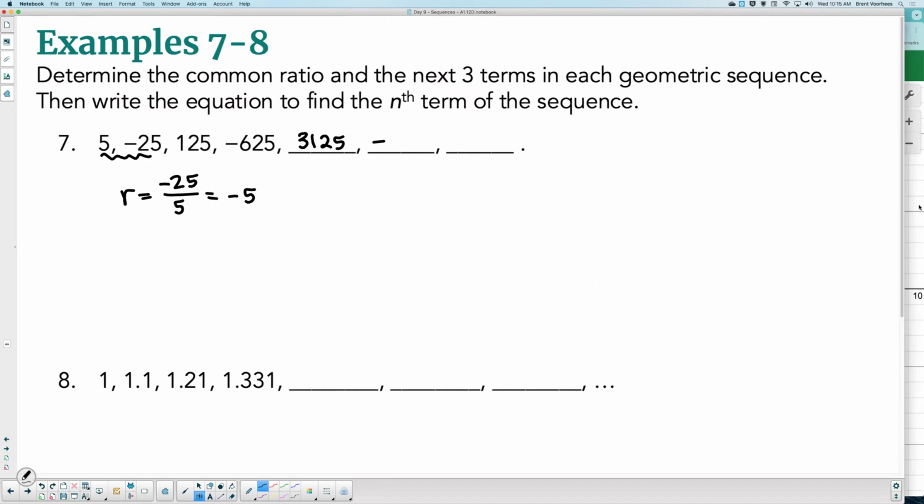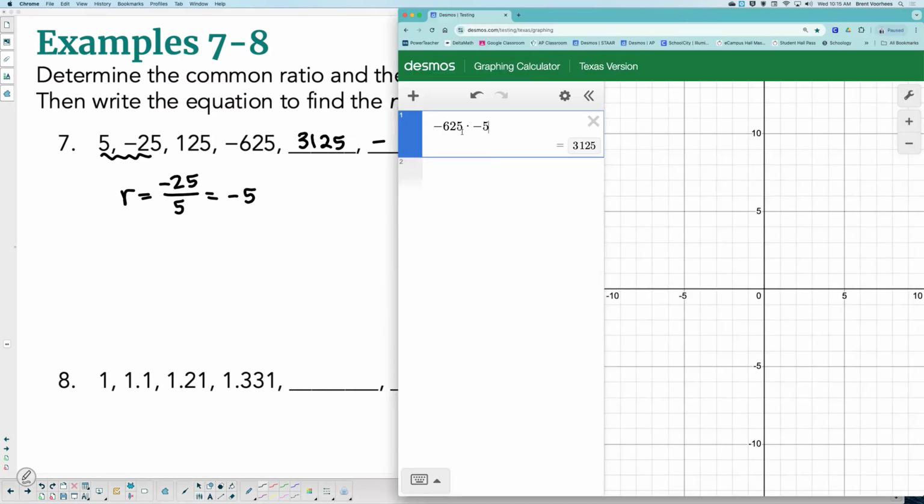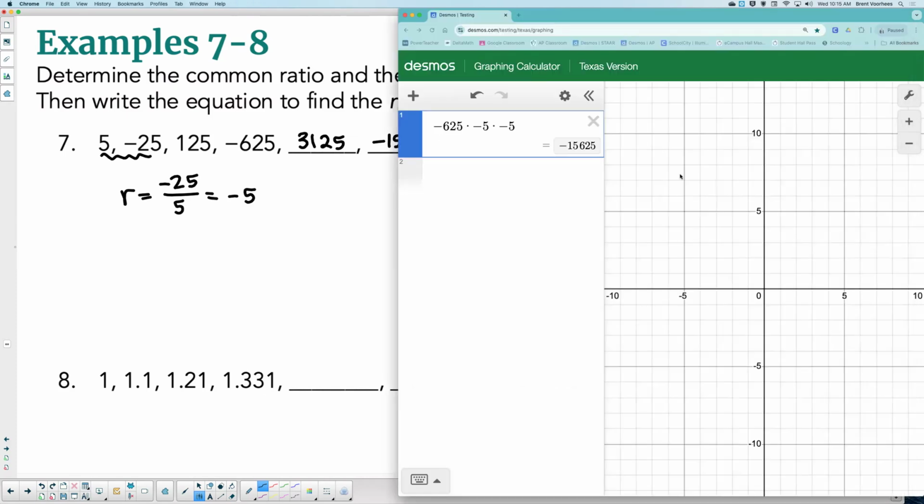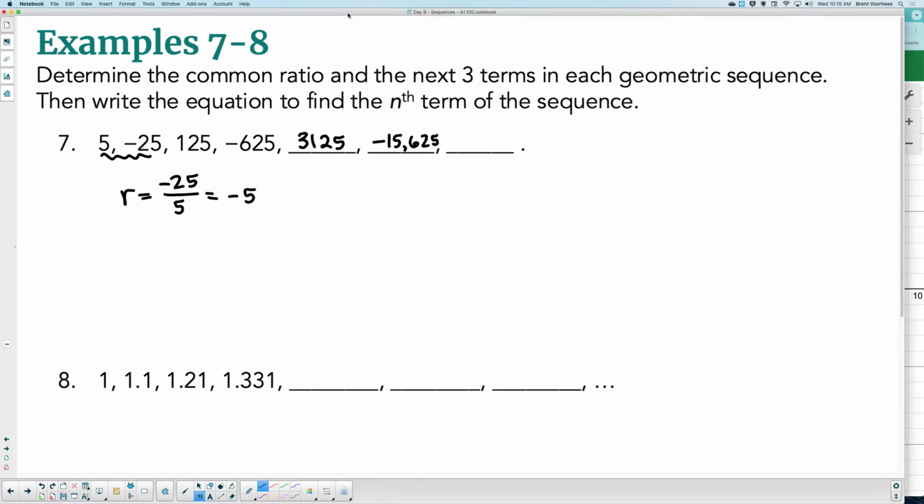Notice with geometric, the numbers get either really big fast or really small fast. And then I'm going to times this by another -5. -15,625. Oh my goodness. And then my last one, 78,125. Wow. It's like my bank account. I wish. 78,125 is our last term.